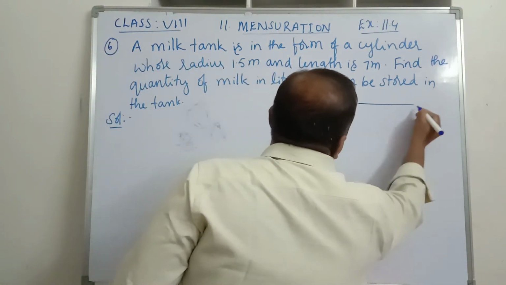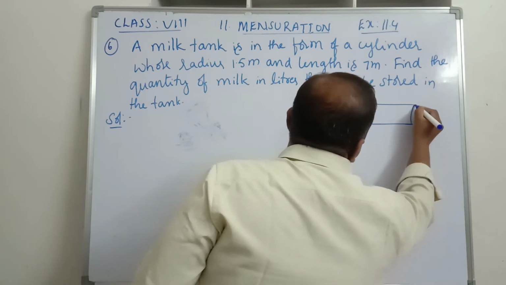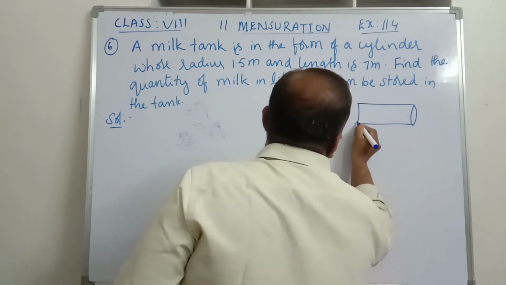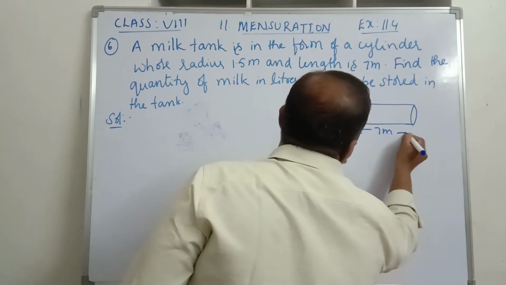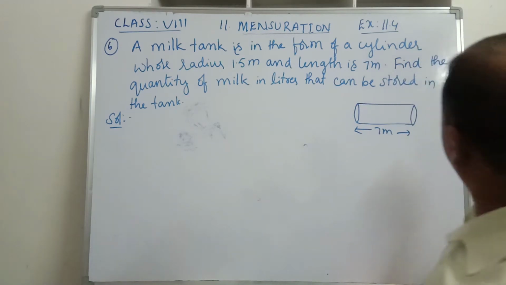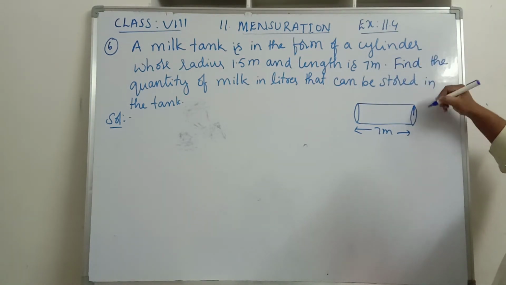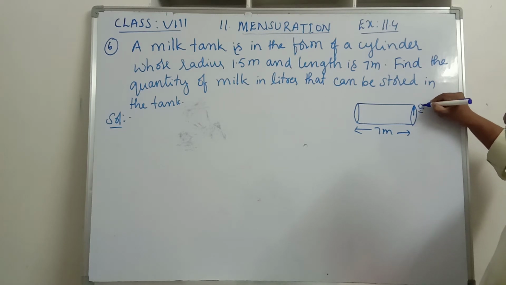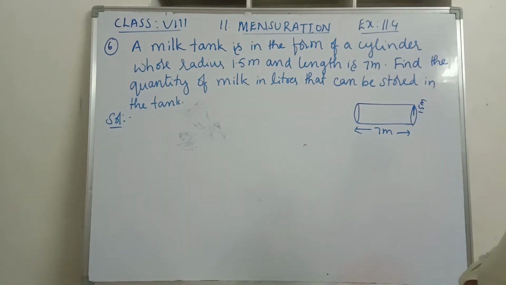So like this we will see the cylindrical tank. It is in the shape of a cylinder whose length is 7 meters, and the radius is 1.5 meters. This is the radius of the tank, the circular base. Find the quantity of milk in liters.